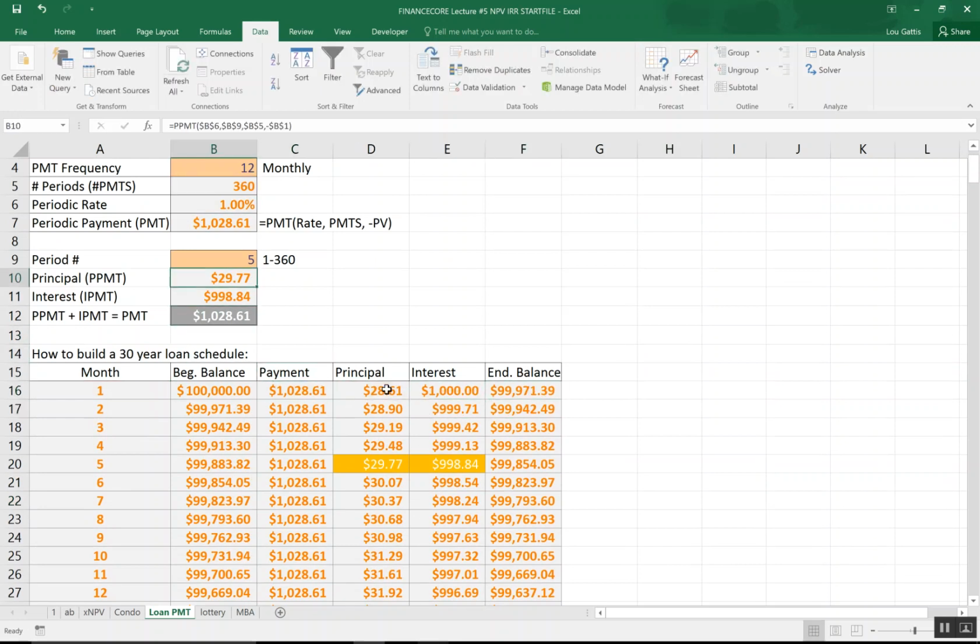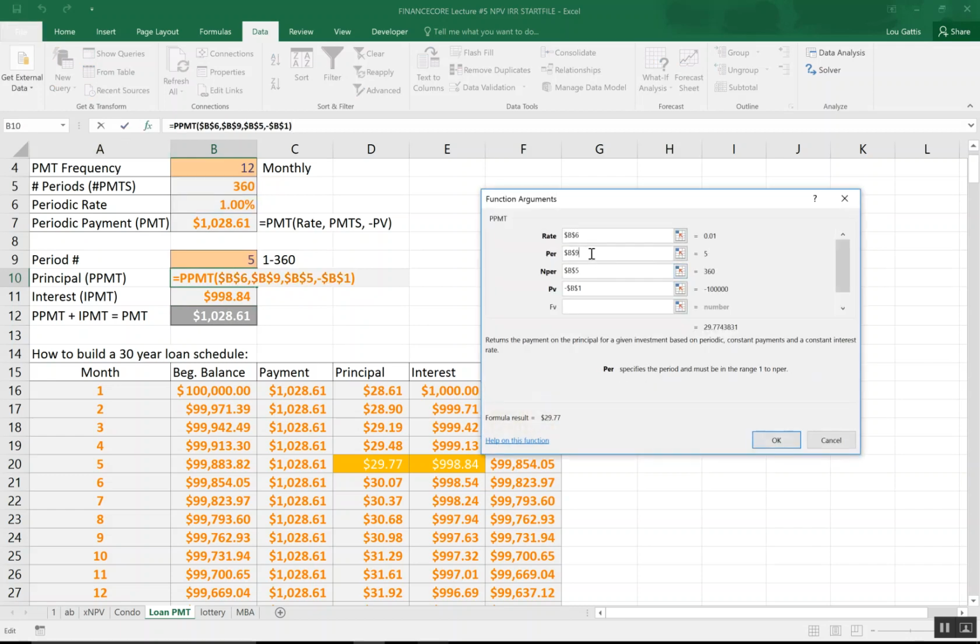However, notice this function right here called the PPMT payment function and the IPMT payment function. It has the same parameters as the payment function. However, it asks you which payment you want, the principal payment. So we just put in that we want a principal payment in the 5th period. So notice it says period 5, total number of periods is 360.